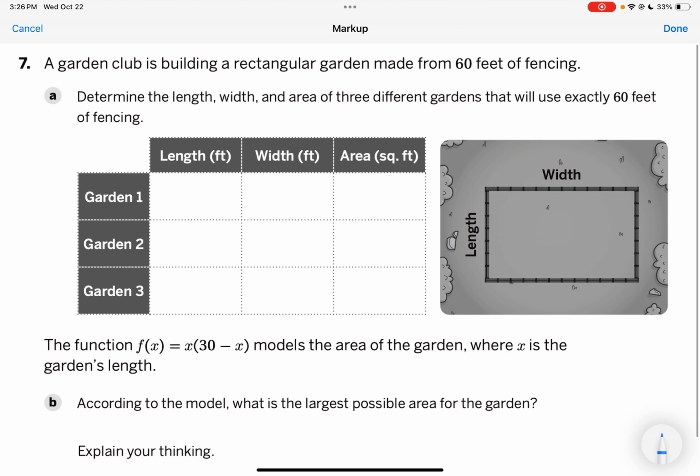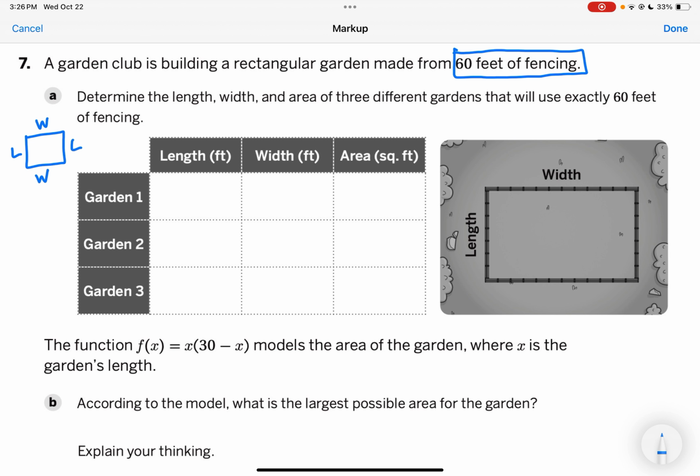Okay, a garden club is building a rectangular garden made from 60 feet of fencing. So we know we only have 60 feet, so the perimeter has to be 60. So basically, if I'm thinking about the rectangle, the width plus the width plus the length plus the length has to be equal to 60.